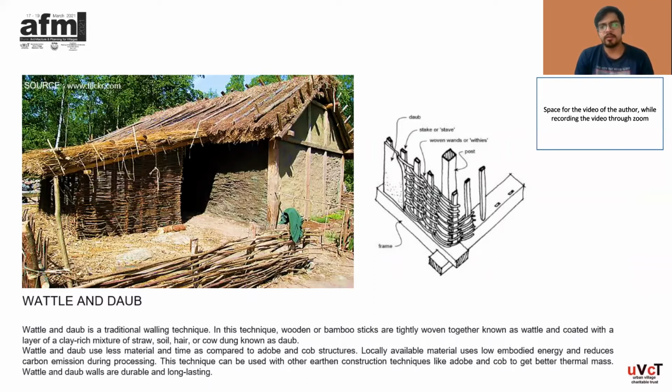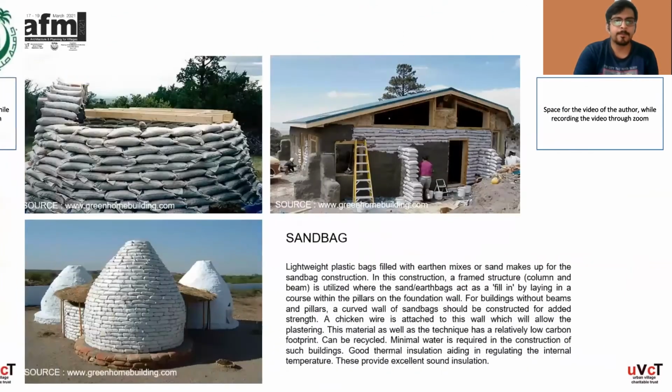Locally available materials use low embodied energy and reduce carbon emission during processing. This technique can be used with other earthen construction like adobe or cob to get a better thermal mass. Wattle and daub walls are durable and long-lasting and are easy to maintain. Let's go to the next slide.